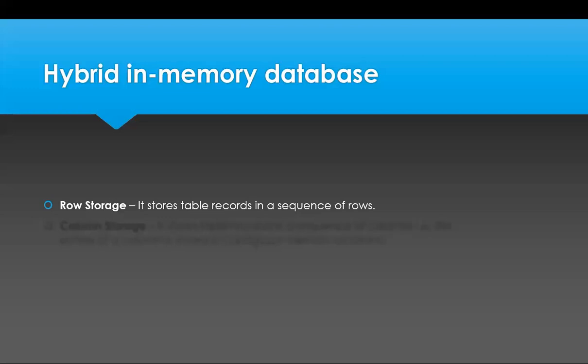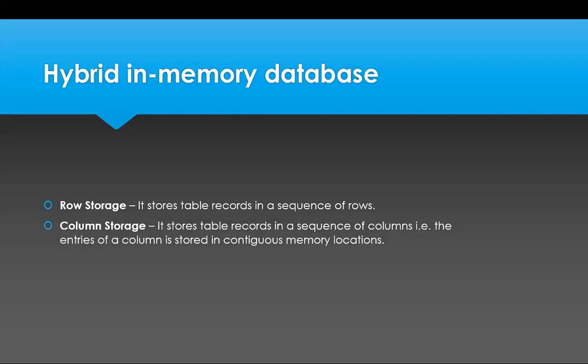But now in SAP HANA, we have another option, that is the column storage, wherein the table records are stored in a sequence of columns. That is, the entries of a column are stored in contiguous memory locations. So earlier it was a sequence of rows, and now it stores in the linear memory as a sequence of columns. So this gives great benefits.